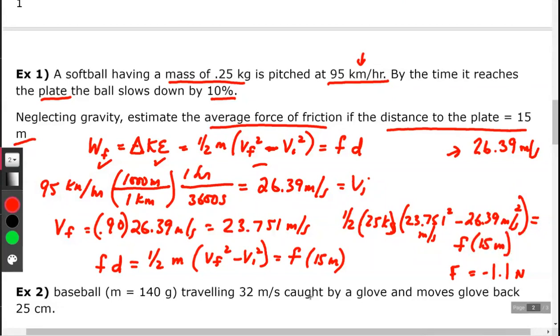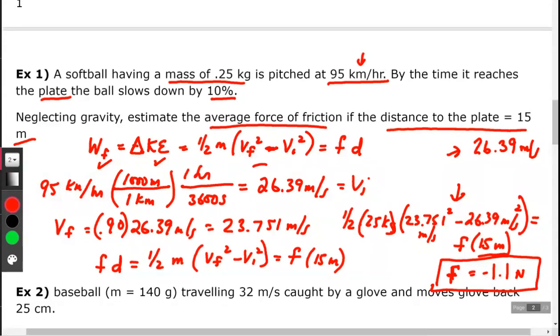And if you do it right, now this is going to be a negative number, so good. Our friction will be negative, which we expect it to be, because our change, the vf squared minus vi squared, is going to be negative, and that'll make this whole left side negative. Then we divide both sides by 15 to solve for the friction. And with two significant digits, you get negative 1.1 newtons. So what's the concept here again?